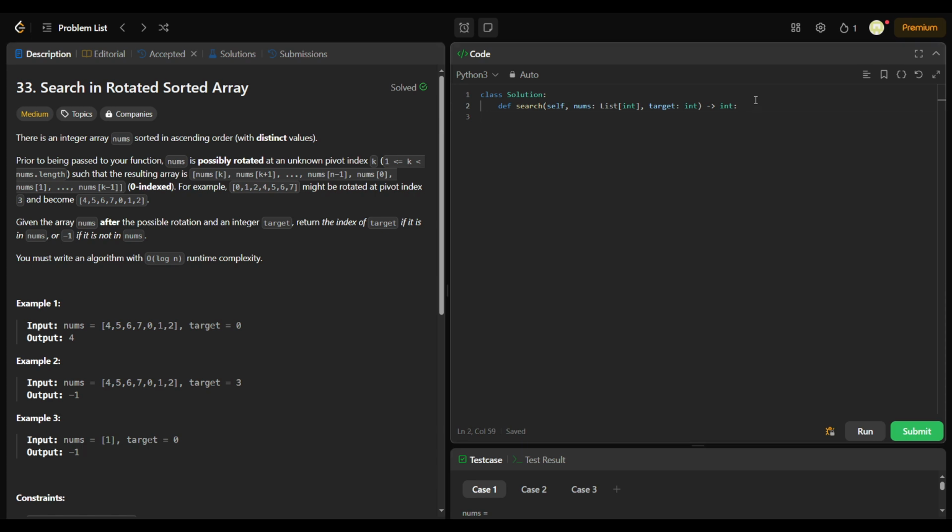Okay, this problem I don't think is too difficult once you visualize it, but that's kind of why I spent some time visualizing it rather than just going straight into the code. I think this problem is way easier to understand visually first before you write any code, okay?